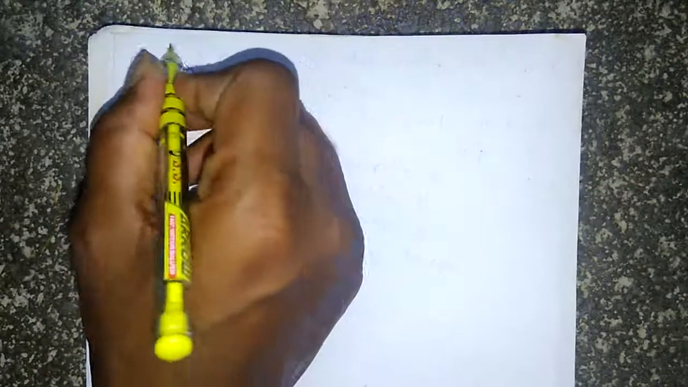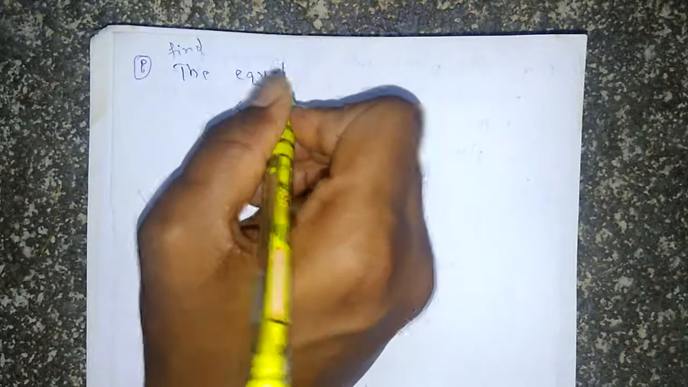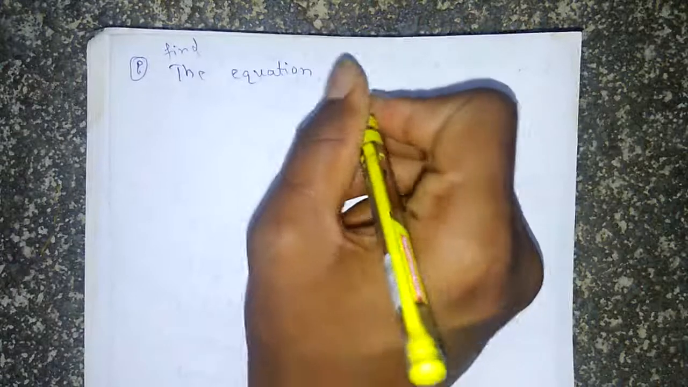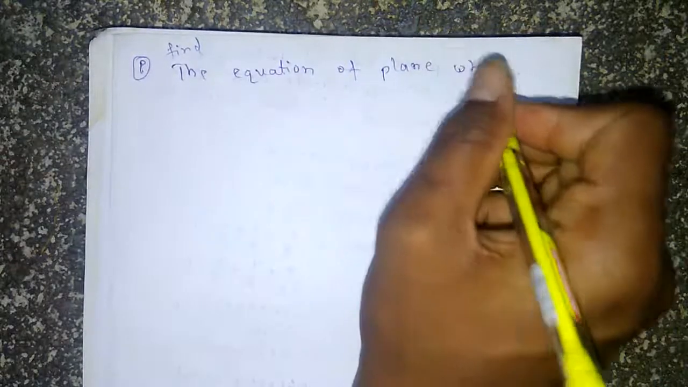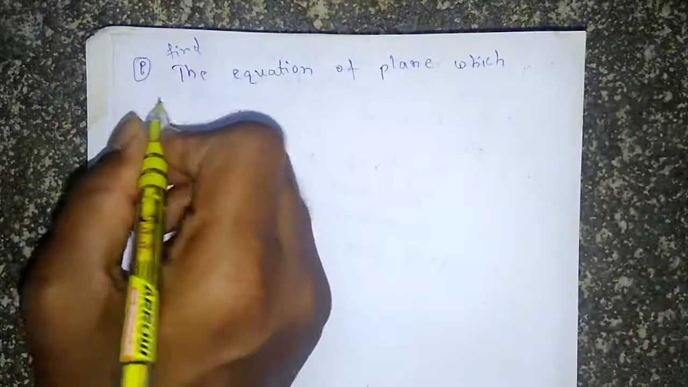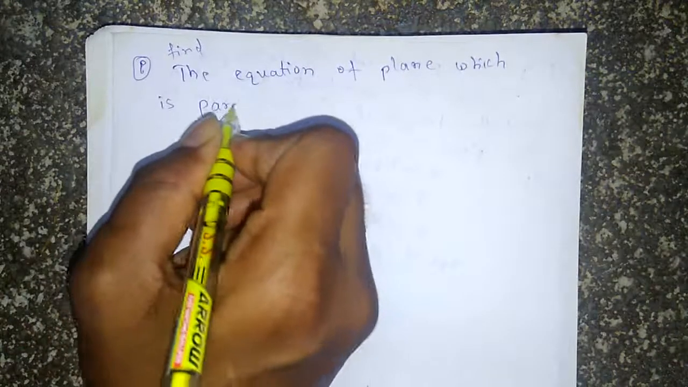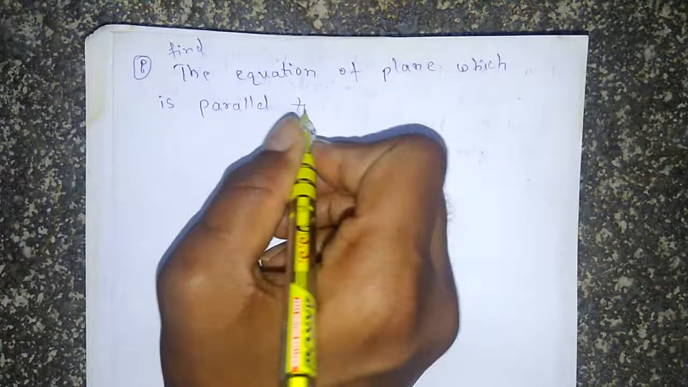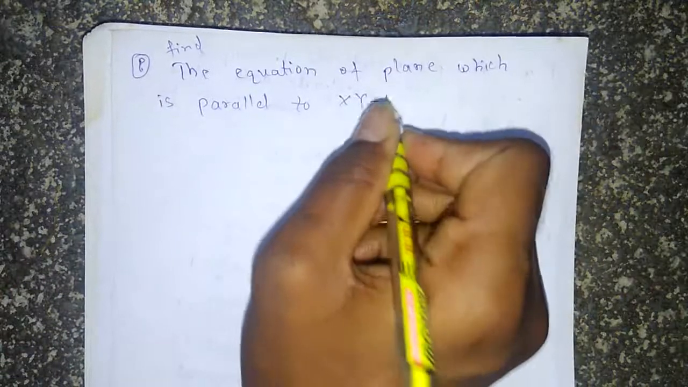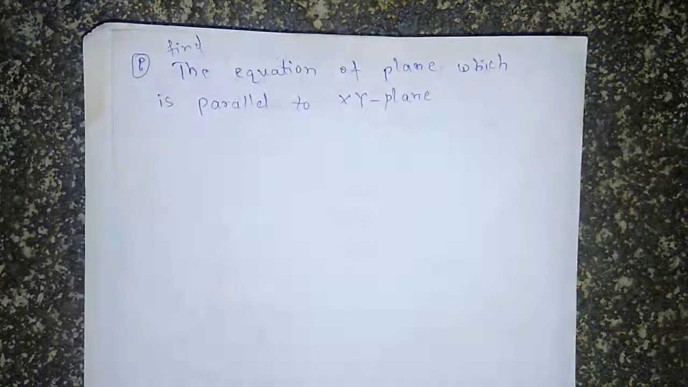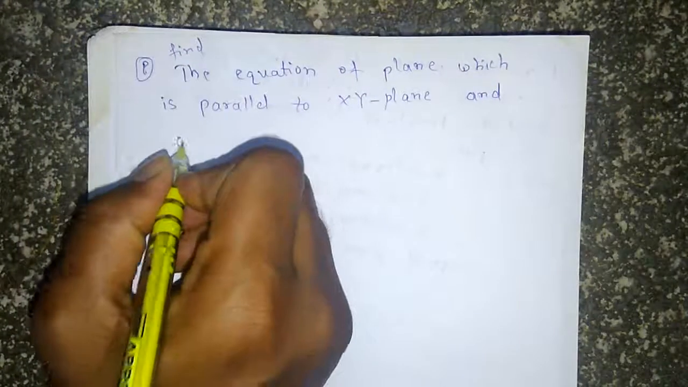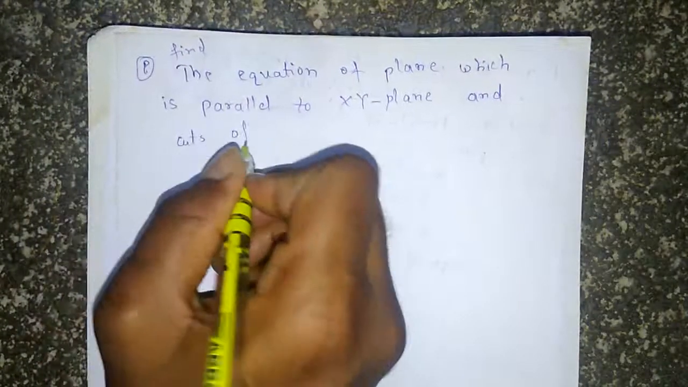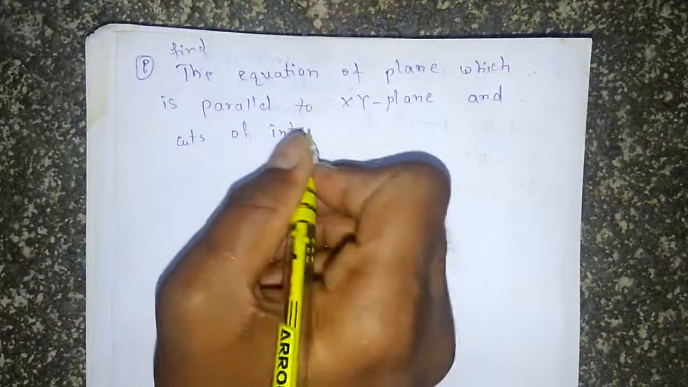Our next problem is: find the equation of the plane which is parallel to the xy plane and cuts off intercepts.